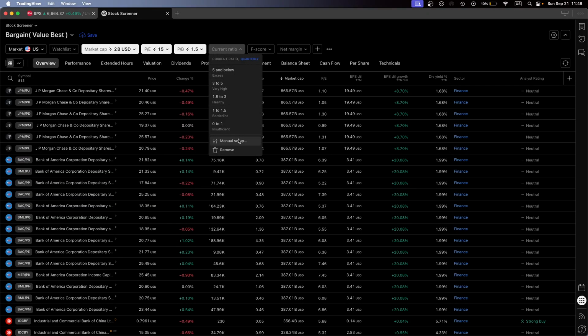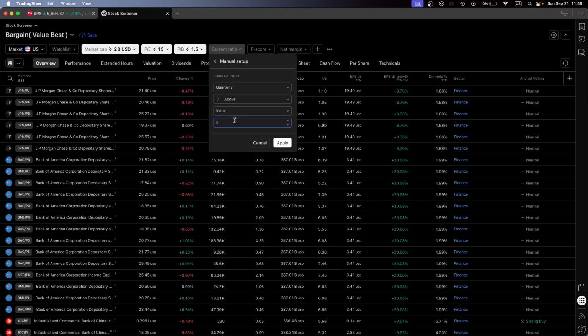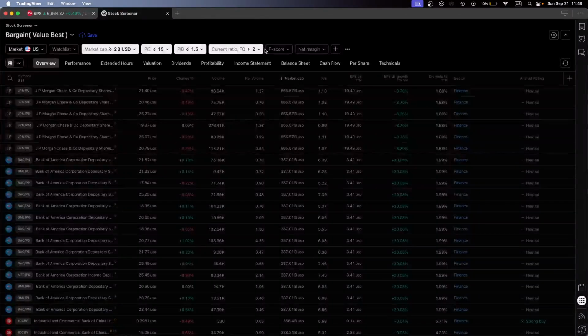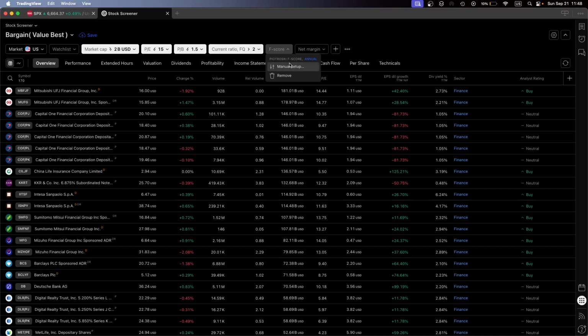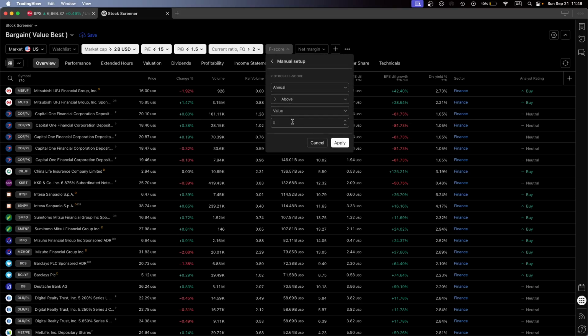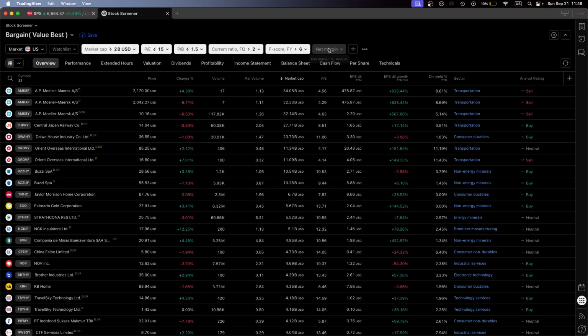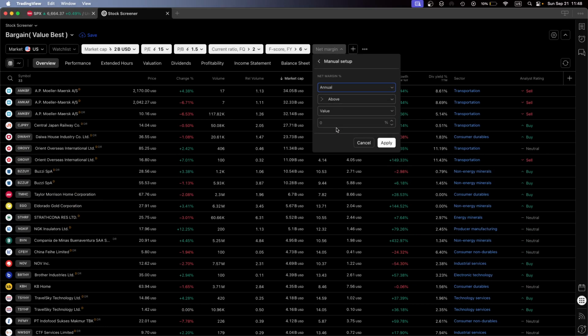Current ratio is greater than 2. We are looking at quarterly. And for F score we are looking for greater than 6, and for net margin annual we are looking for greater than 5.